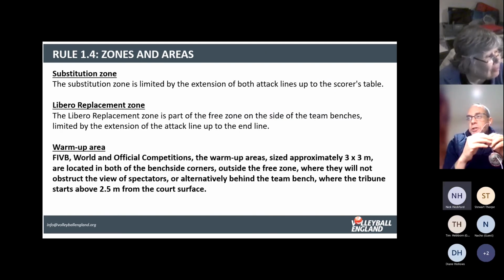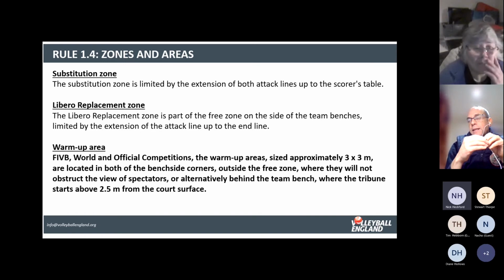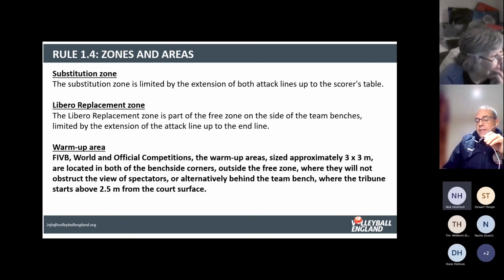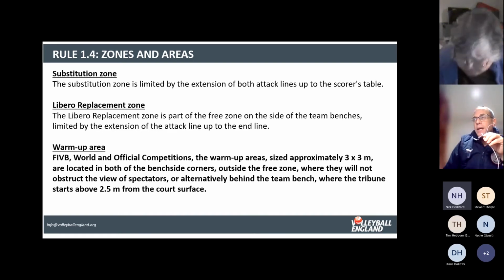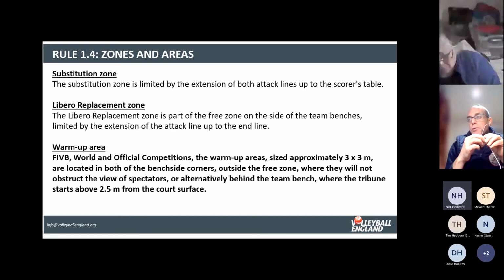We also have the substitution zone, and the substitution zone is limited by the extension of both attack lines up to the scorer's table on the scorer's side of the court, second referee. And we know that it's important to know where the substitution zone starts and ends. Obviously, the player entering the substitution zone is the announcement and the request for substitution. So that moment of stepping into this zone is the important part of the substitution process.